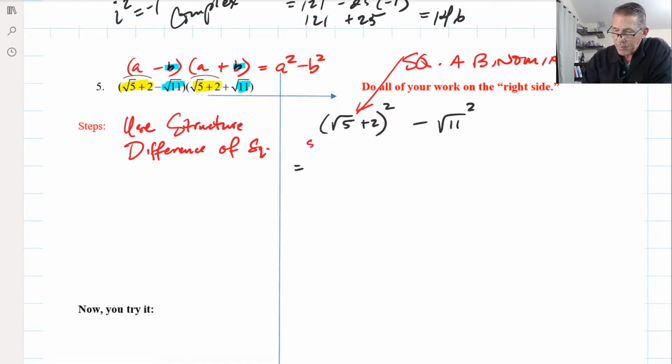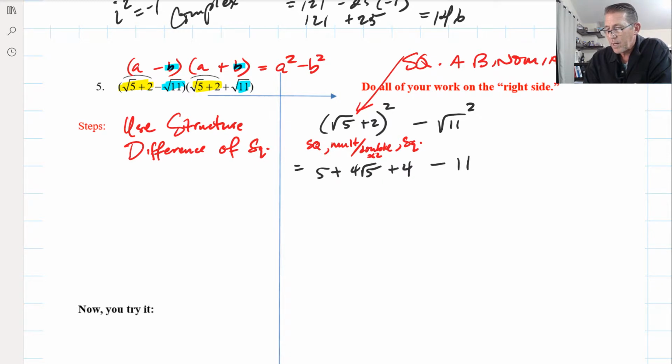I'm going to square, multiply, double. Double means times 2. And then I'm going to square the last term. So here we go. I square the root 5 to get 5. I take 2 times root 5, which is 2 rad 5. I double it, I get 4 rad 5. And then I square the last term. The square of 2 is obviously 4. Then I square the root 11.